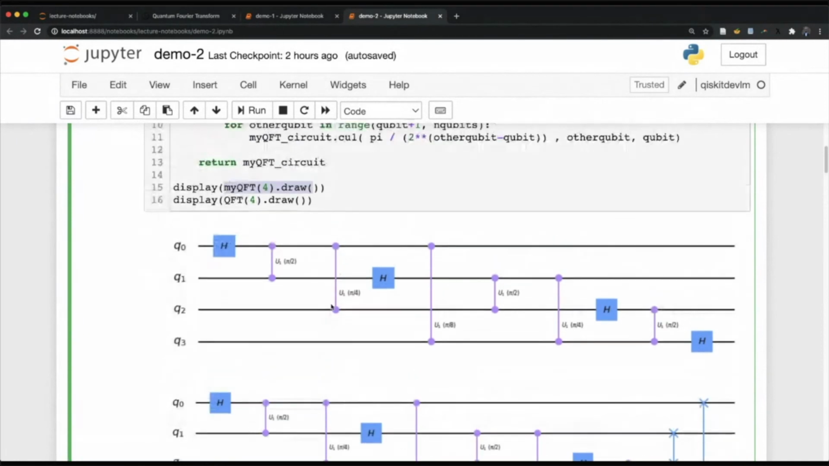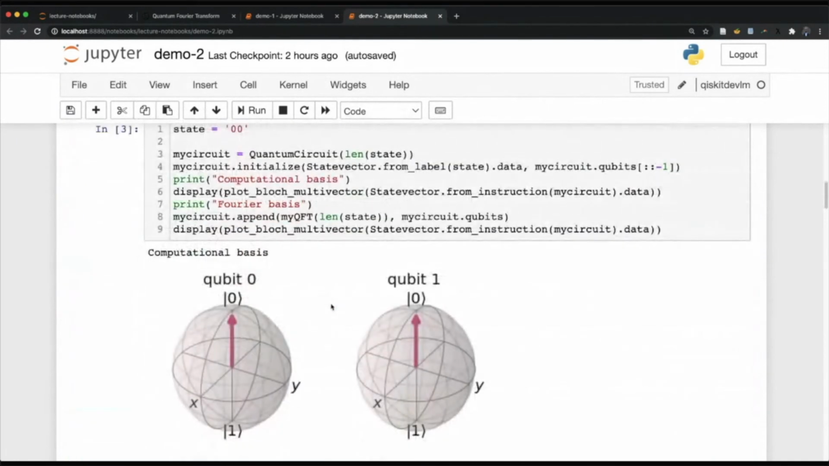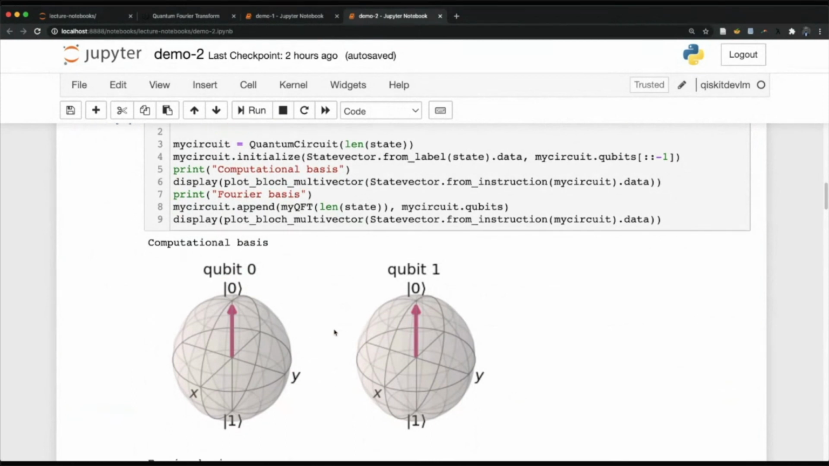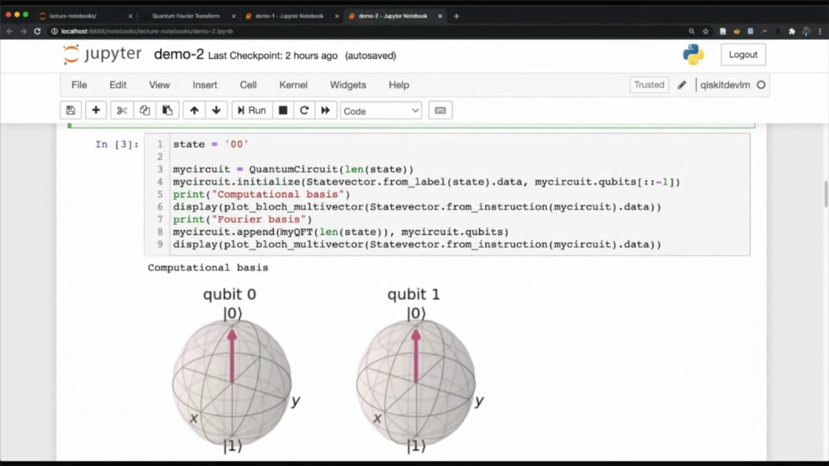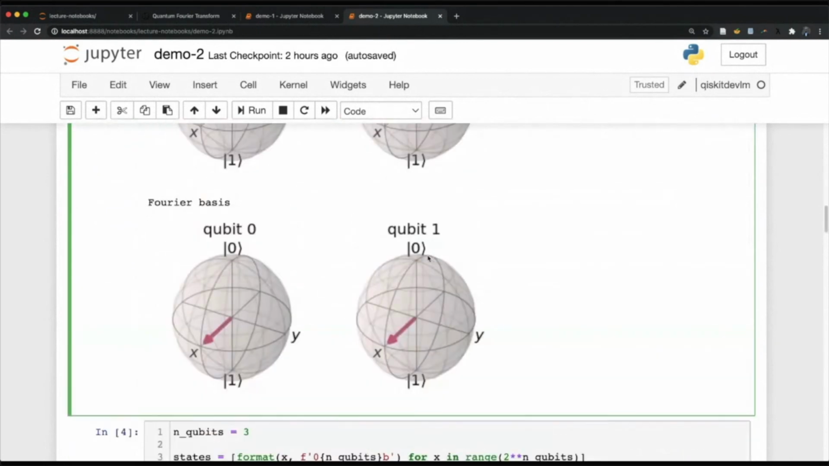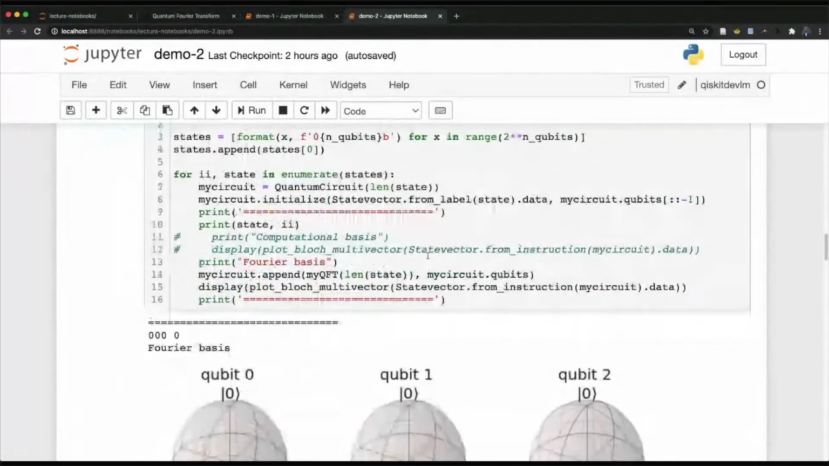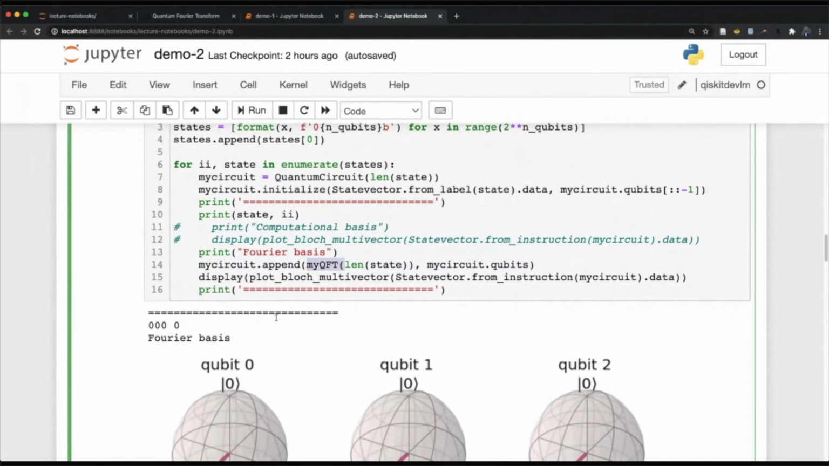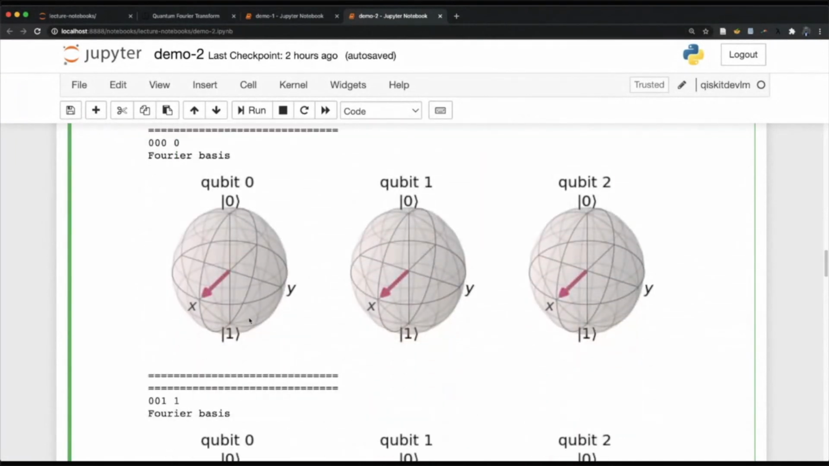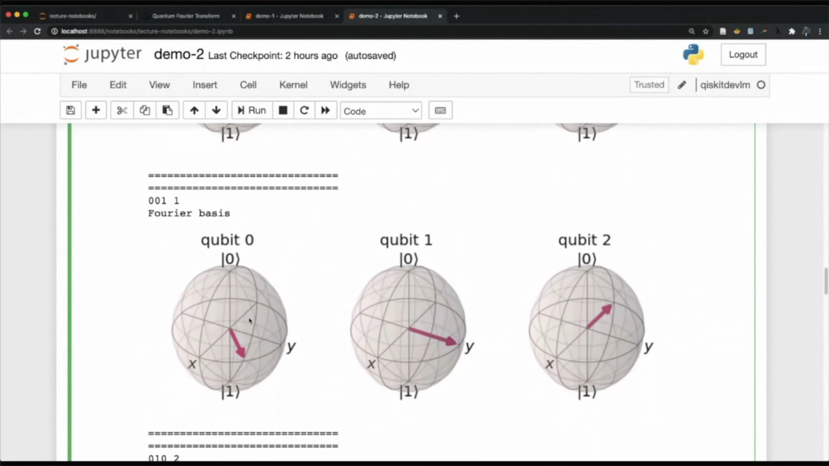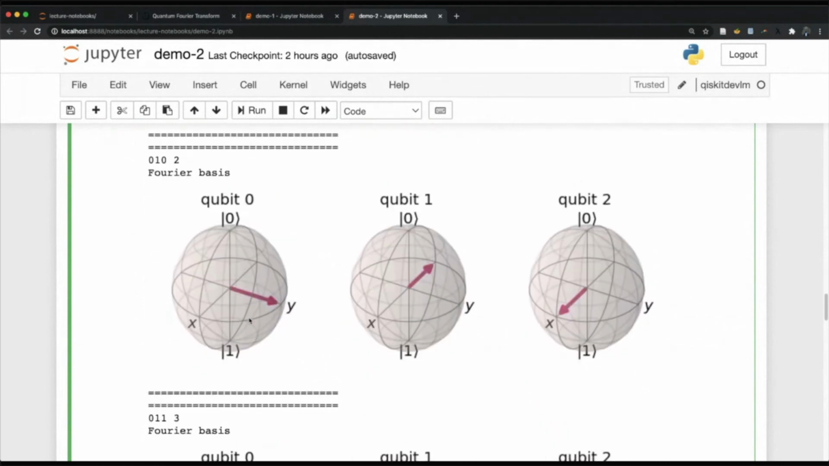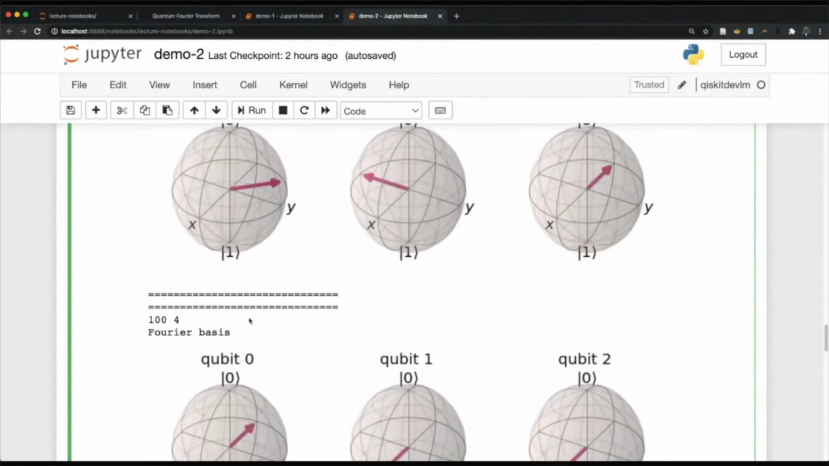Now, to convince you that all of this works as you'd expect, I've done exactly the same thing where I show you the computational and Fourier basis using my QFT. So if you look in the code here, I'm using my QFT instead of Qiskit's own QFT, and it produces exactly the same results. And in fact, for 3 qubits, I can show you exactly how this works with my QFT. This is the state 0. This is the state 1. This is the state 2, and so on. So I'll send you this demo notebook on Discord so that you can also see exactly how all of this works.